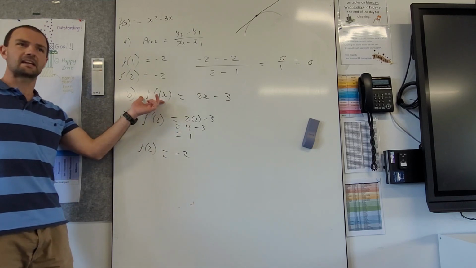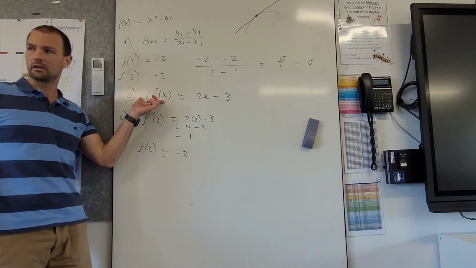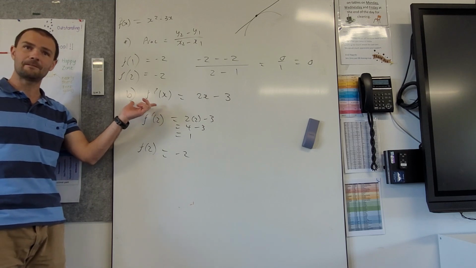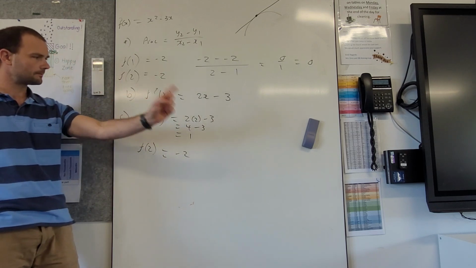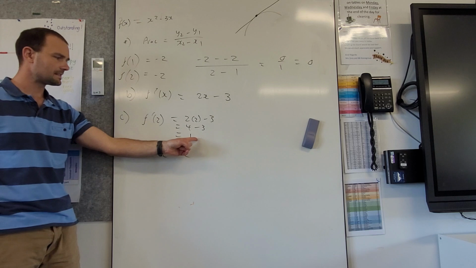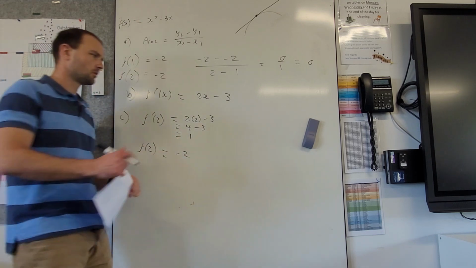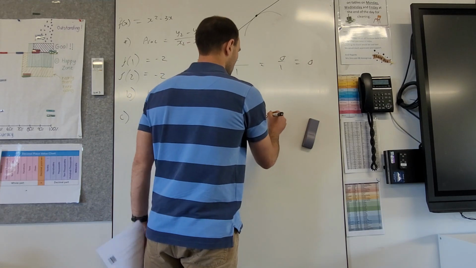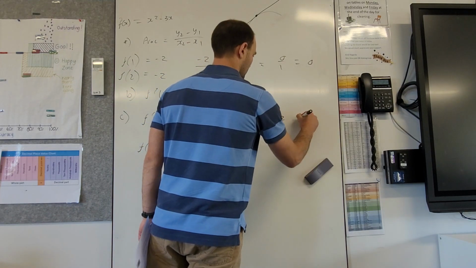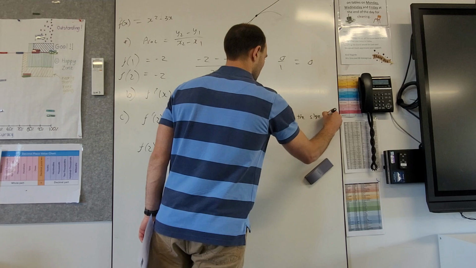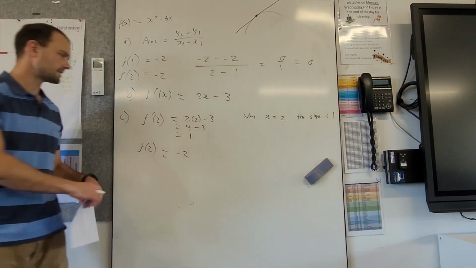Well, f dash of x is the slope function. It tells you the slope for any value of x. We've put the x value 2 in there. So that means 1, this is the slope when x is 2. When x is 2, the slope is 1. Okay, that's what this part tells us.